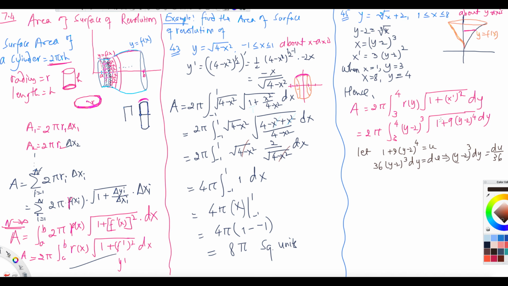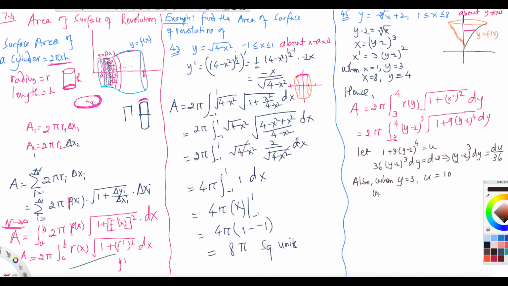So now this will be u, and this will be du over 36, but we also need to change the limits, because these limits are for y. We need to change them for u. When y equals 3, then 3 minus 2 is 1, to the 4th is 1, so 9 plus 1 is 10. So you get u equals 10. Did you see that? u equals 10.